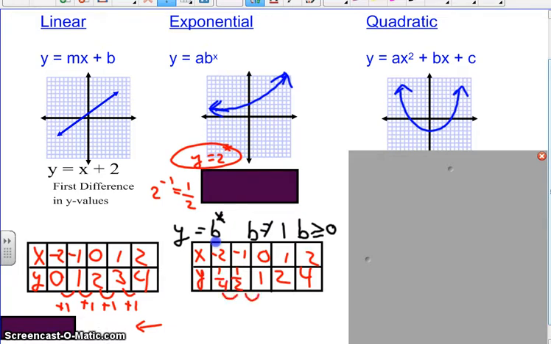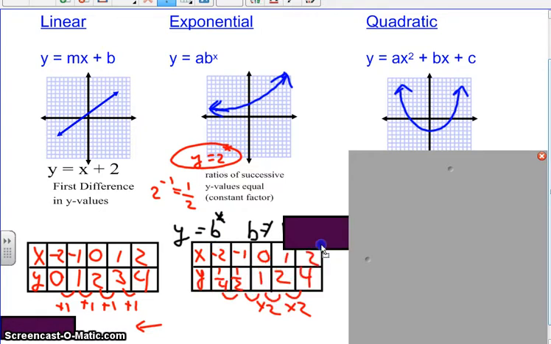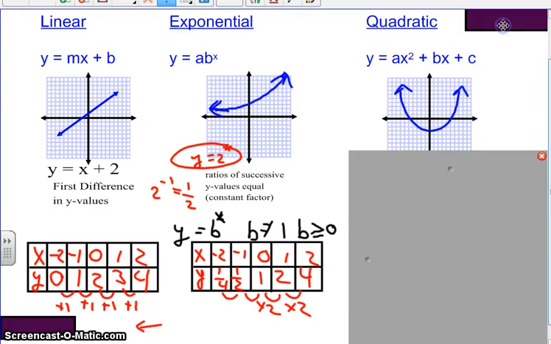Okay, so we're looking for what's going on in the range. Very good, we're multiplying by 2. We're doubling, multiplying by 2, multiplying by 2. Or if you look at it in the reverse, we're dividing by 2, dividing by 2. Okay, so when you have constant multiplication, you have an exponential function. Ratios of successive y values are equal, or you have a constant factor.